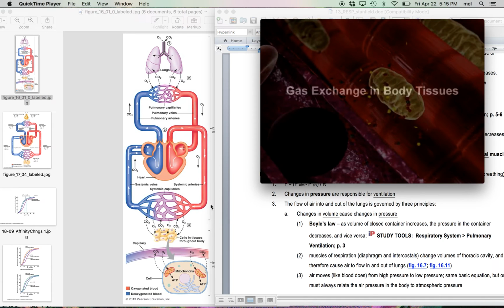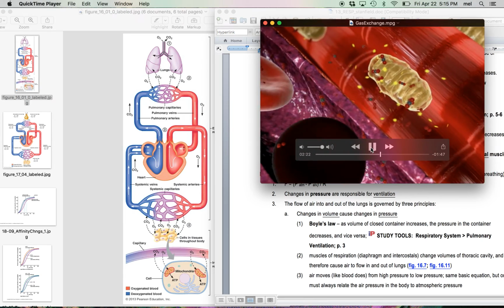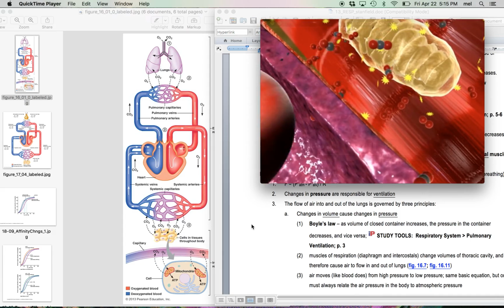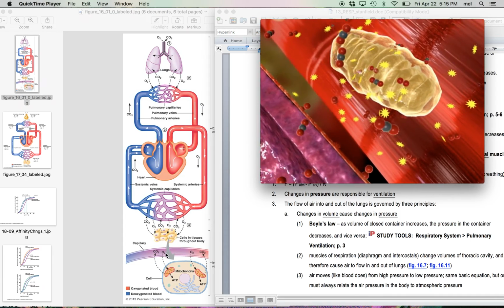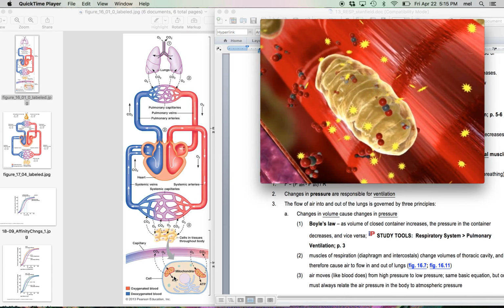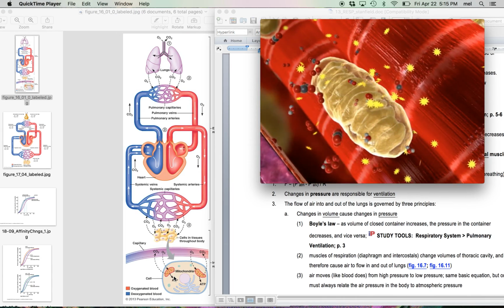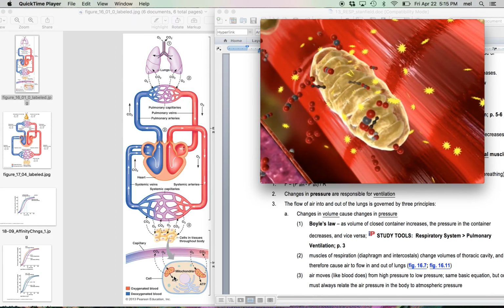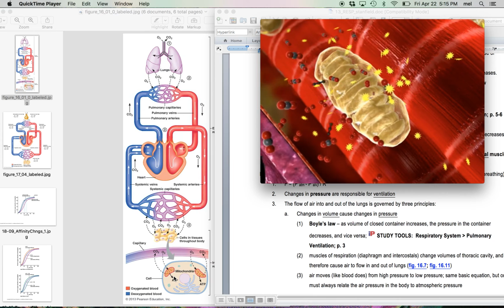Okay, so now we are going to be here and see what happens here. Here, we see oxygen diffusing from a capillary's red blood cells into a muscle cell. Oxygen is used by the cell's mitochondria to produce ATP during cellular respiration. Carbon dioxide is released. How does carbon dioxide leave the body?